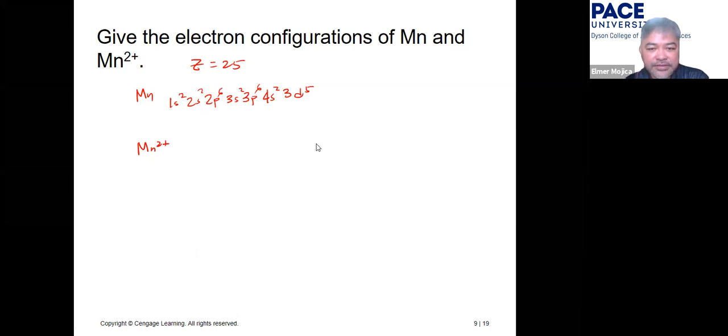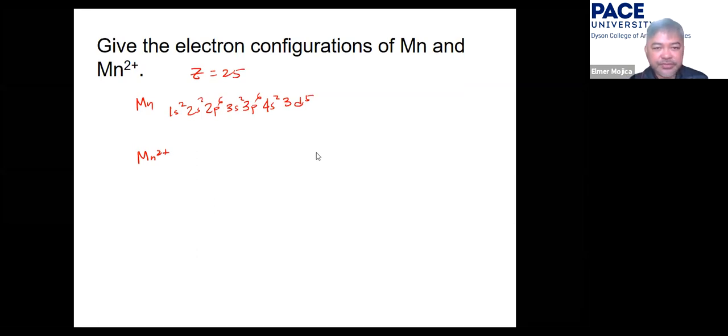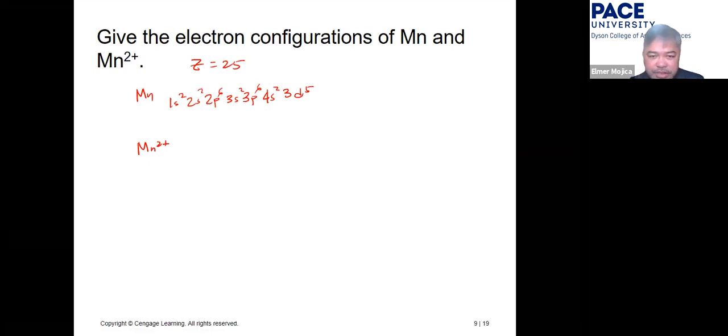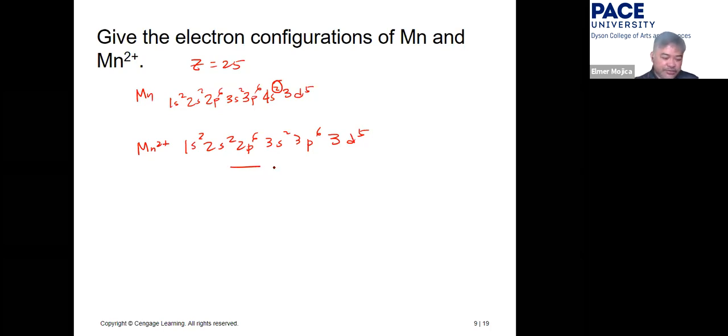Now, what does it say? If it becomes charged, the electrons lost are the s electrons. If we follow that notion, this is the one that becomes 0. So you have 1s2, 2s2, 2p6, 3s2, 3p6, 3d5, because you lost the 2 electrons from the s orbital. So this is now the ionic electron configuration of your sample, your Mn2+.